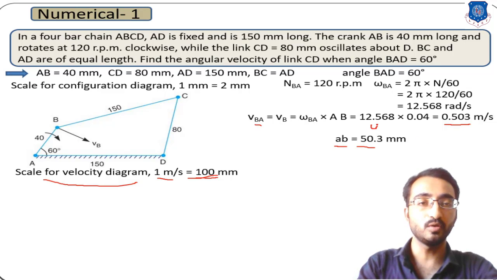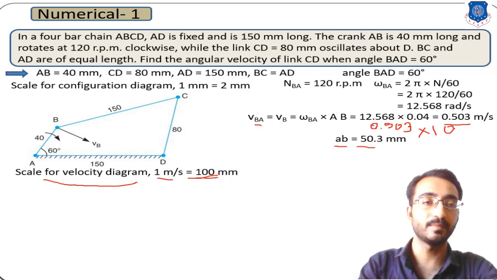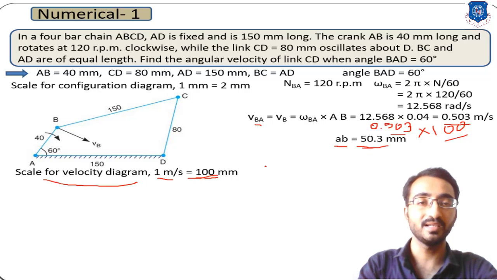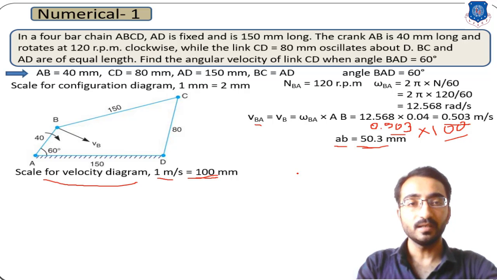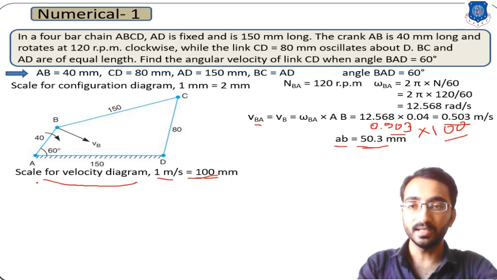Here you can say that 0.503, if you multiply this value with your scale, that is 100 mm, so 0.503 into 100, that is 50.3. So you can say that the length of line AB is equal to 50.3. Okay, so now with the help of that calculation, let's consider that again.